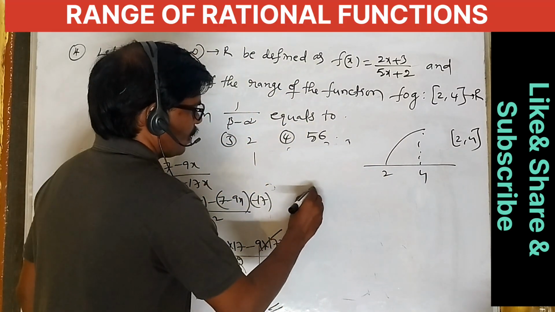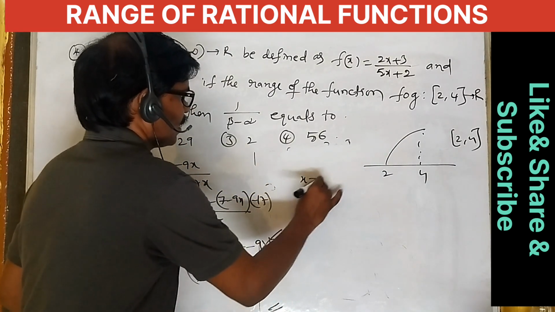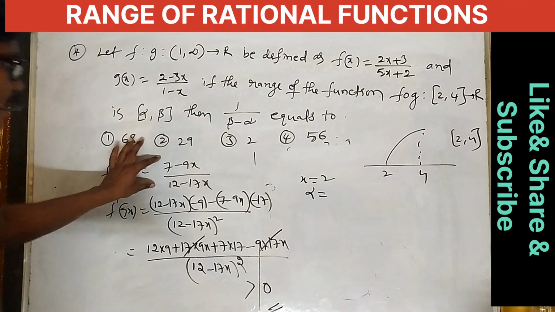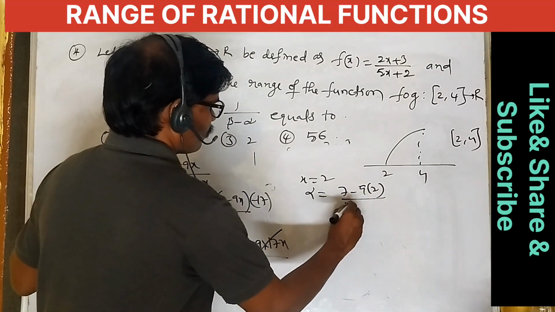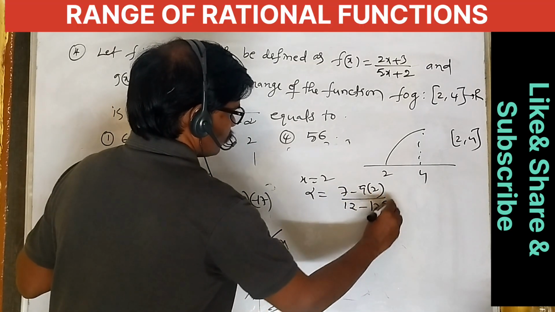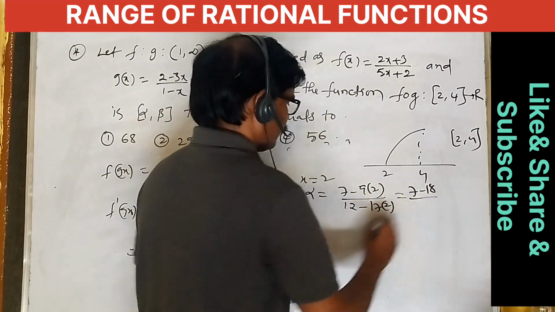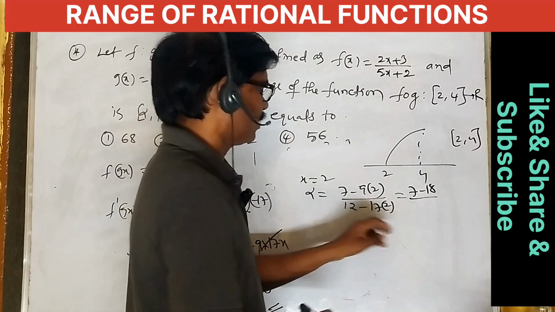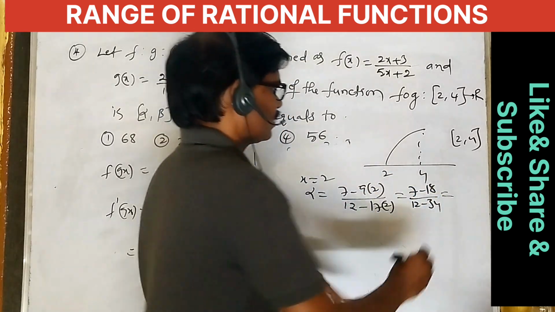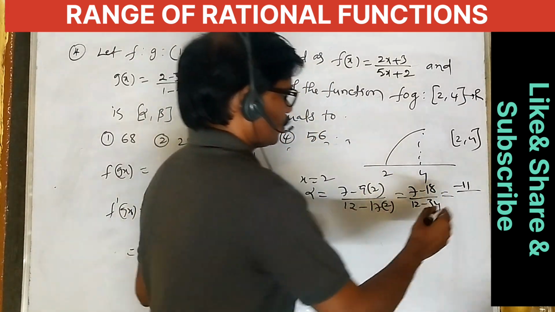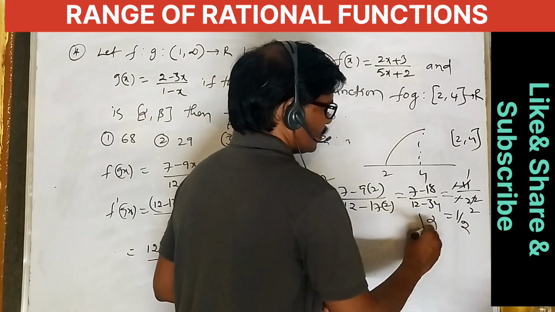Okay, what is the alpha value? Alpha, x is equal to 2 in this case. Alpha value is equal to 7 minus 9 into 2 by 12 minus 17 into 2. 9 2s are 18, 7 minus 18 by 12 minus 34. 18 minus means this is minus 11 by minus 22, minus minus cancel, 11 1s are 11, so this is equal to 1 by 2. Alpha is equal to 1 by 2.